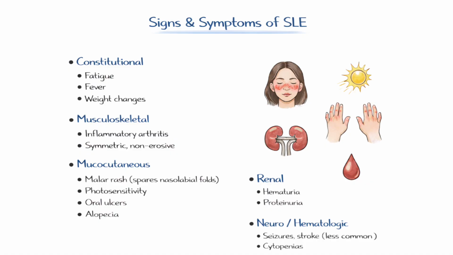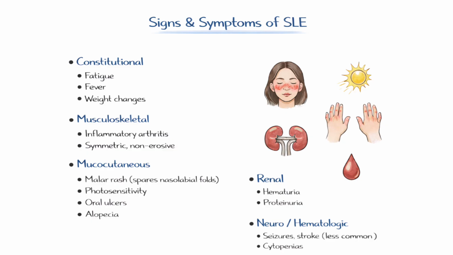Symptoms of lupus are highly variable and can involve multiple organ systems. Constitutional symptoms, such as fatigue and low-grade fever, are common. Muscle and joint involvement typically presents as inflammatory arthritis that is symmetric and non-erosive. Mucocutaneous findings include the classic malar rash, often referred to as the butterfly rash, which characteristically spares the nasolabial folds. Other findings include photosensitivity, painless oral ulcers, and non-scarring alopecia.